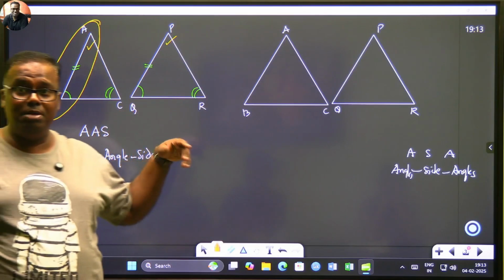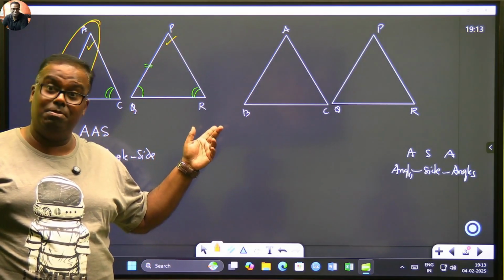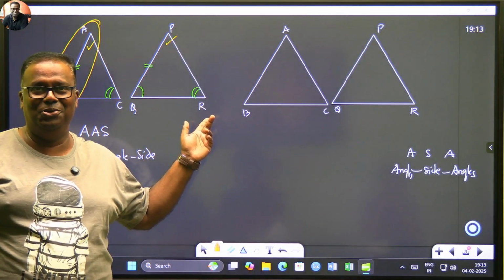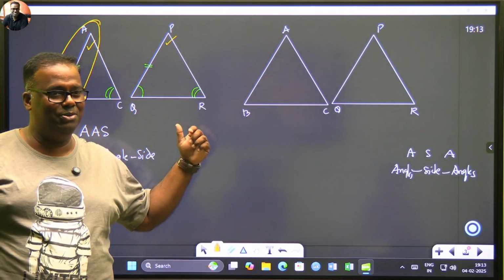But many children by mistake write ASS. But then you will get marks like ASS too. There is no congruency named ASS. Don't do that. If you spell it like that, you get the marks also like that.